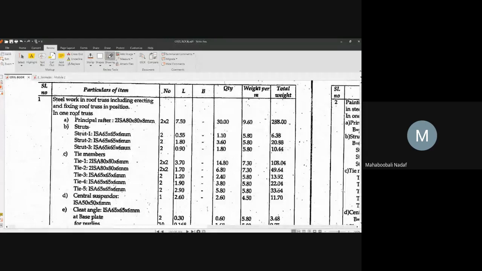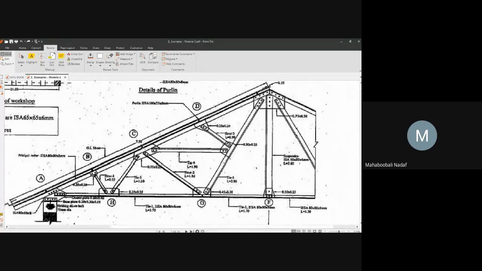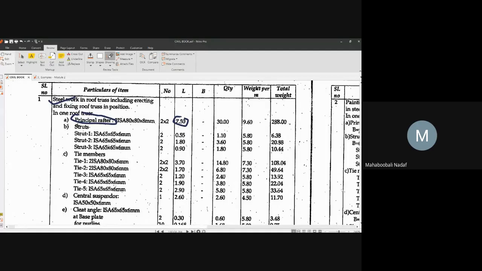Let us go to the first part. What is that? Steel work in roof truss. First we are going for what? Principal rafter. Principal rafter they have given 7.5. This member, inclined member, principal rafter. Yes or no? Please reply. Yes, sir. 2 members. Sorry. In one principal rafter, how many angles are there? 2, sir. So that is why here 2 it is written.